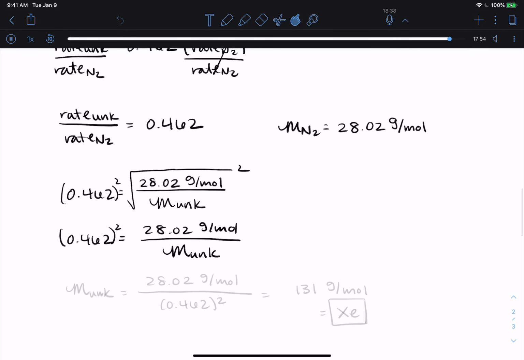And I need to cross multiply. So the molar mass of the unknown is equal to 28.02 grams per mole divided by 0.462 squared. And assuming that I have done all of this properly, this comes out to 131 grams per mole. And since this is a monoatomic gas, all I have to do is go to the periodic table and find the element that has a molar mass at 131, and it turns out that is xenon.